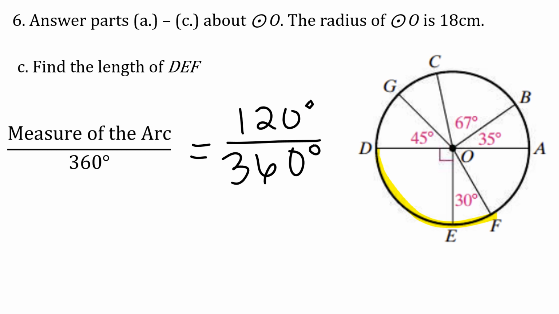120 over 360. The degree symbols cancel. When you have units that are the same on the top and the bottom, they cancel each other out. If you had centimeters over centimeters, that would cancel centimeters out. Similar situation here, degrees over degrees cancels degrees out. So 120 over 360 is 1/3. So it's 1/3 of the pizza.